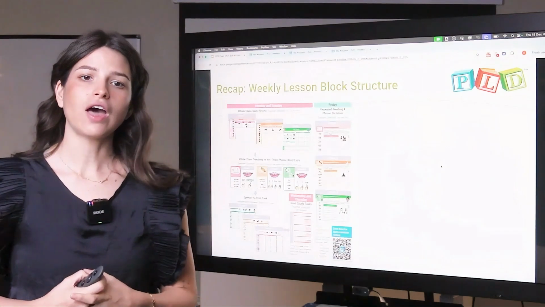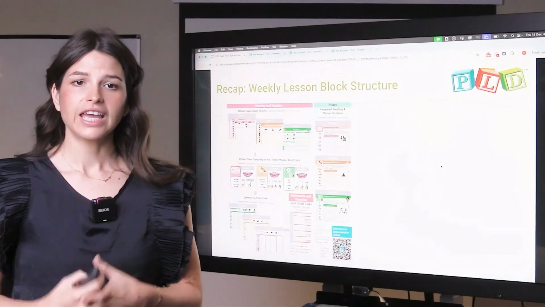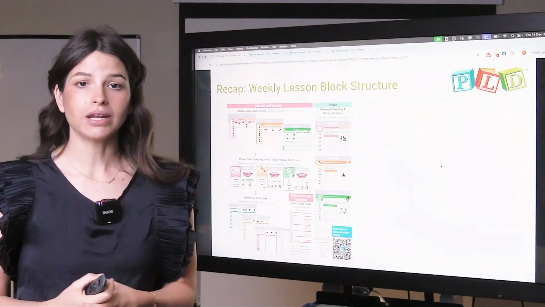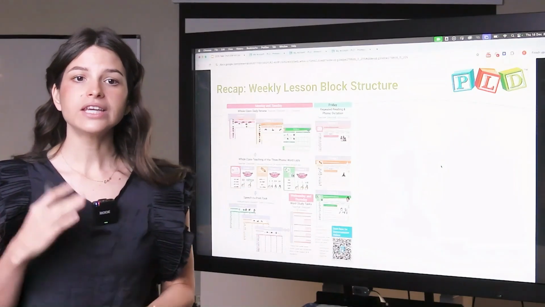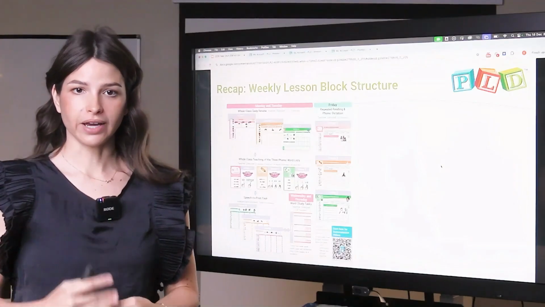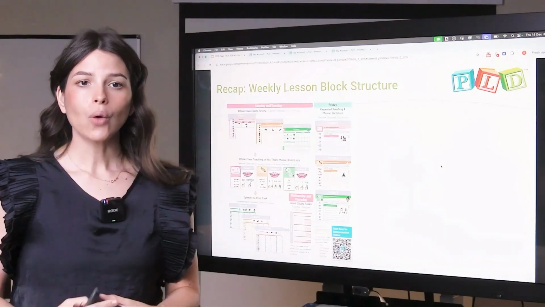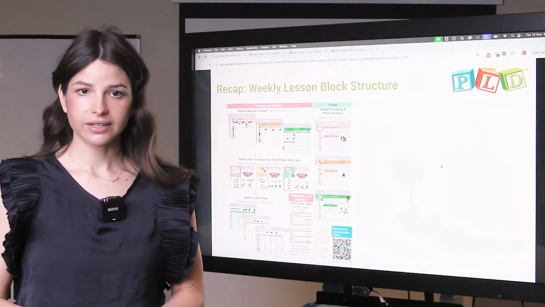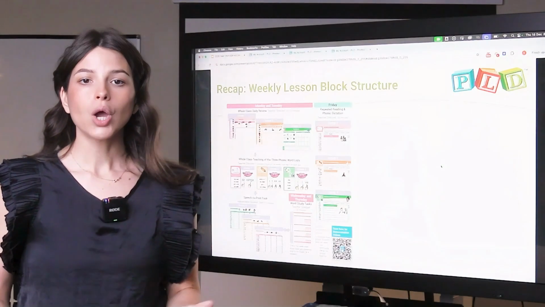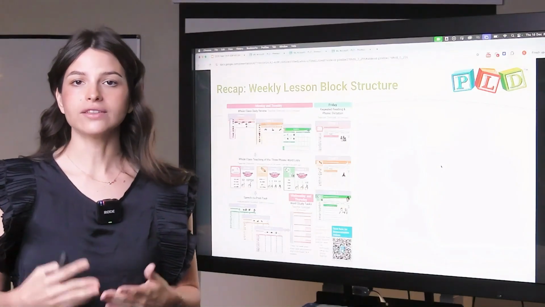Let's recap over this week's learning. Each PLD session is a 30-minute block. On Monday and Tuesday, we complete a daily review, teaching of the word list, and a speech to print task. On Wednesday, we complete the daily review, teaching of the word list, and a word study task. And finally, on Thursday, Friday, we spend the whole 30-minute session on dictation.